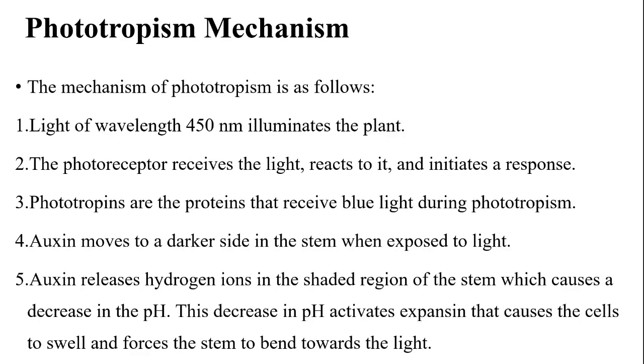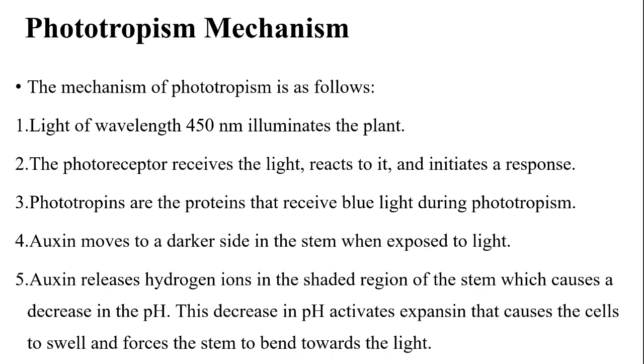Then the phototropism mechanism. What is the mechanism behind this phototropism? The mechanism of phototropism is as follows. Light of wavelength 450 nanometer or so illuminates the plant, the photoreceptor receives the light, reacts to it and initiates the response. Phototropins are the proteins that generally receive the blue light during phototropism.